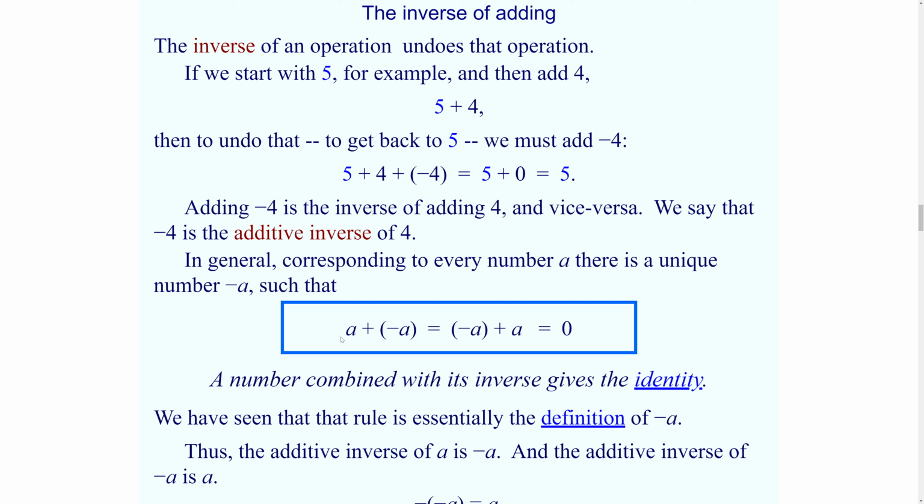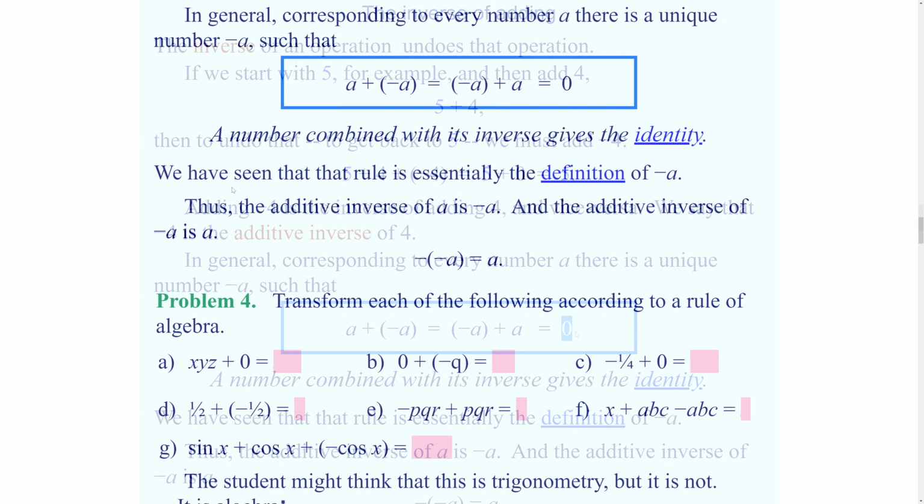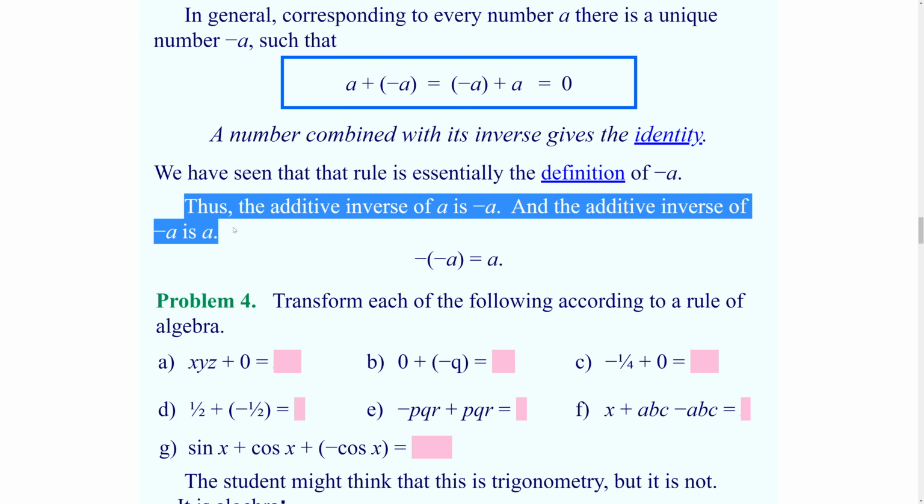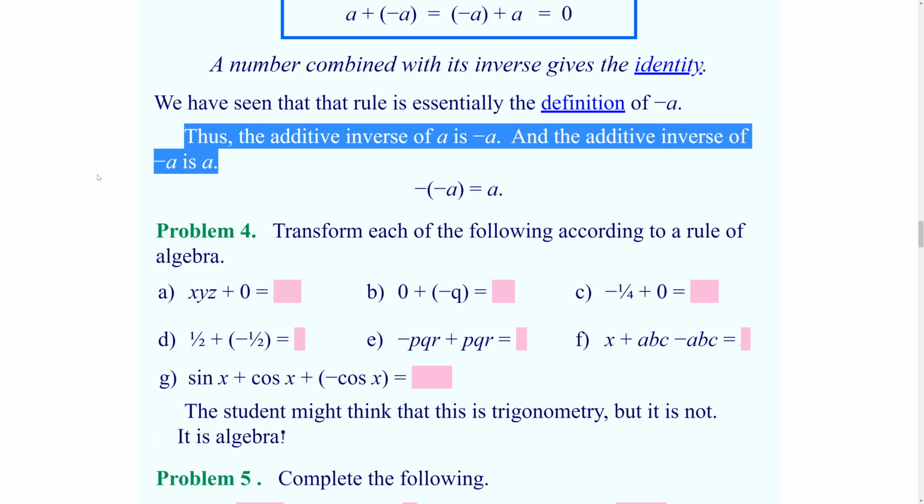So let's just go over this one more time. So here's a number. If we add the negative of that number, we are effectively undoing that operation, and we're finally yielding the value 0. So just to recap, the additive inverse of a is -a, and the additive inverse of -a is a, which makes sense. So let's do a few problems.